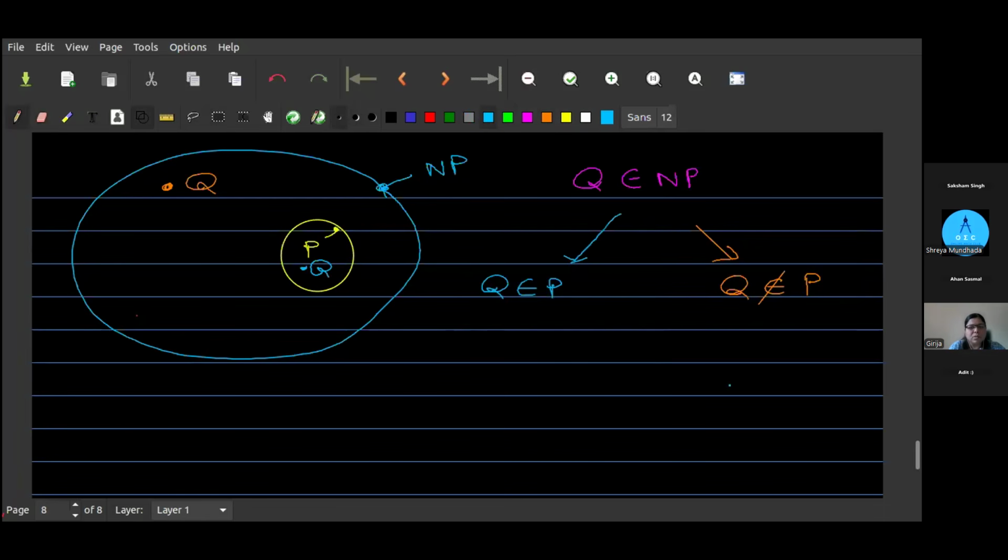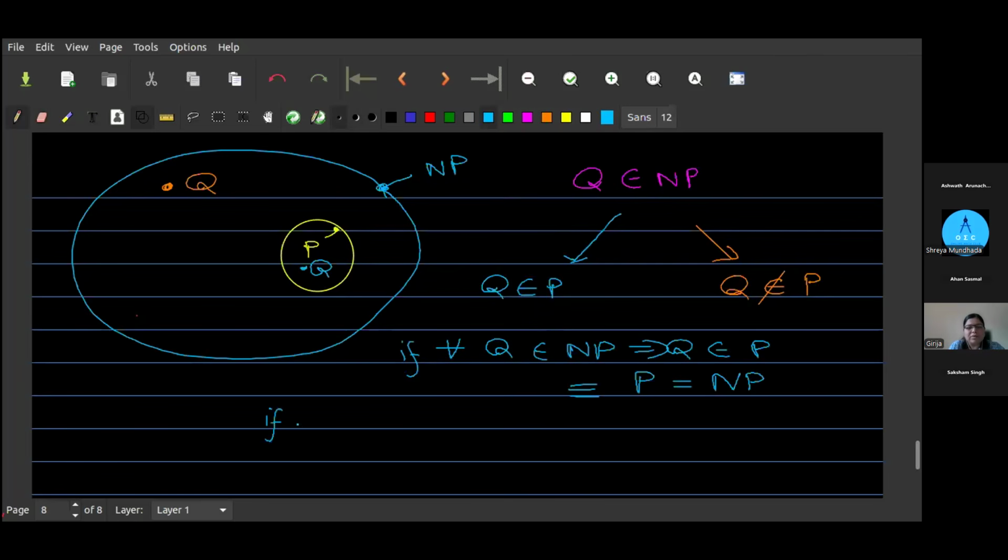Now suppose every problem in NP is also in P. If for every problem Q in NP, we say that Q is also in P, then what can you conclude with respect to these two sets? They are equal. These two are the same set. They collapse into one circle, right? So then you conclude that P and NP are the same.